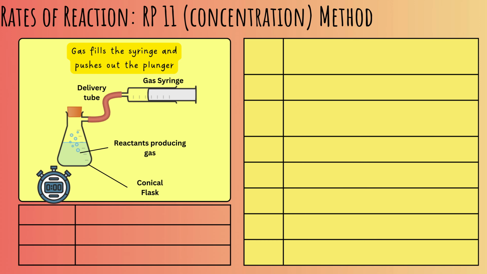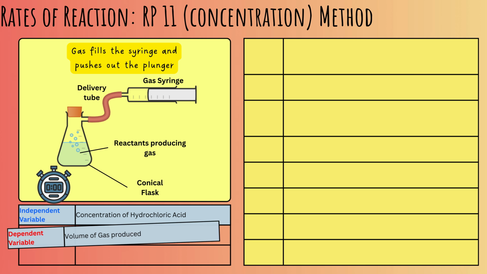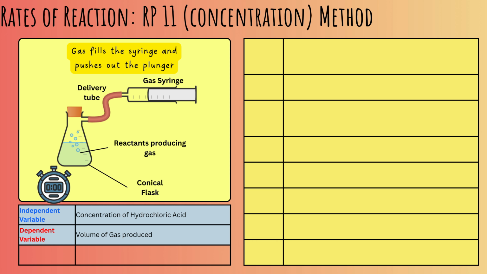Sticking with the gas syringe version, because everything after this point works pretty much the same, your independent variable, the thing you change, is the concentration of hydrochloric acid. Your dependent variable, the thing that you measure, is the volume of gas produced over time. Your control variables will include the mass of magnesium or calcium carbonate, the surface area of the reactant, the temperature, and the volume of acid used. These are very common single mark GCSEs, and they're often thrown in there just ahead of much longer questions.